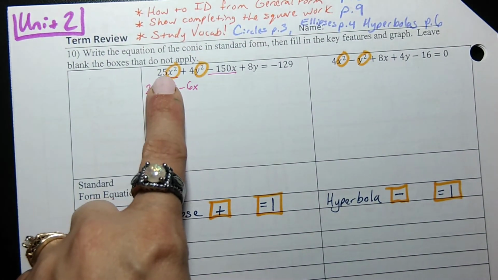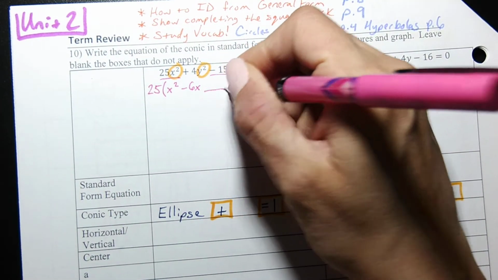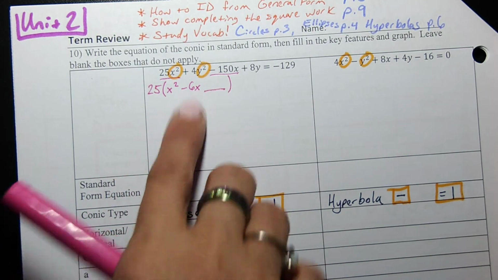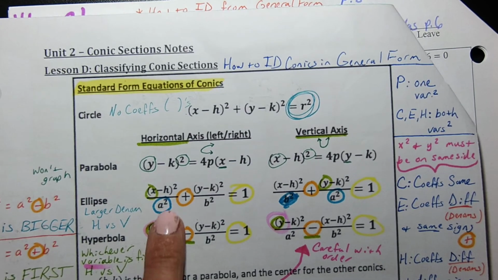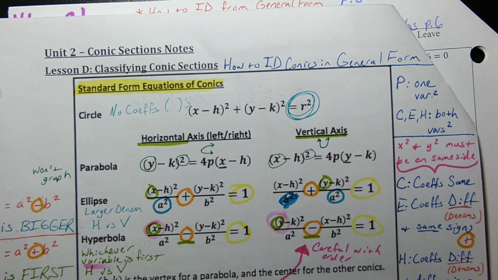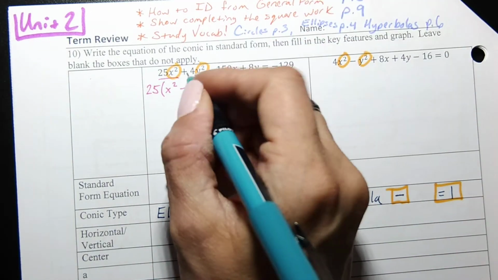So I took the 25 out of both my x terms, and then I put in the blank so I can complete the square. Because our goal is we want to trick this into being factorable as a perfect square so that I can make it look like x minus h squared and y minus k squared. So moving on to our y stuff.